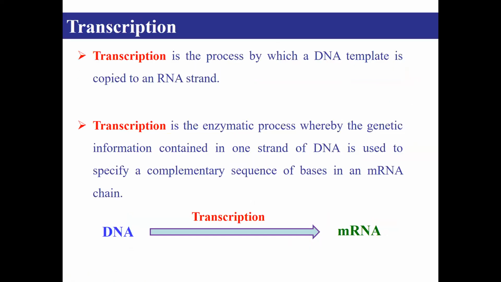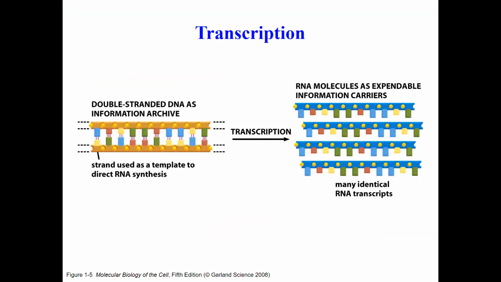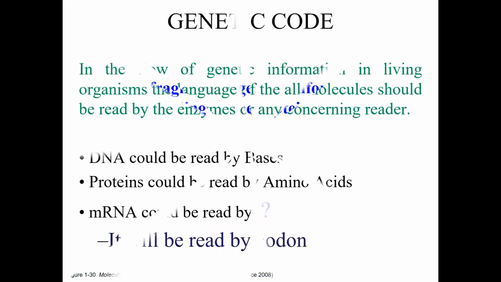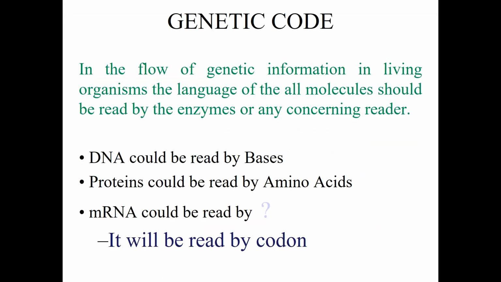So transcription is a process by which a DNA template is copied to an RNA strand. Transcription is the enzymatic process where RNA polymerase is involved, and genetic information contained in one strand of DNA is used to specify a complementary sequence of bases in an mRNA, and then the mRNA produces the protein in the ribosome. The fragment of genetic information corresponding to one protein is known as one gene. So I am going to end the talk.